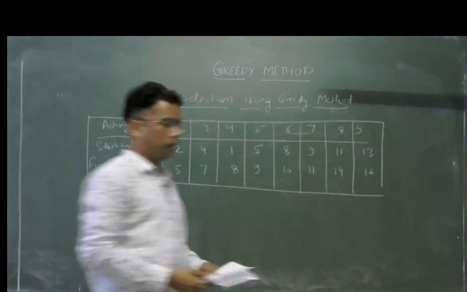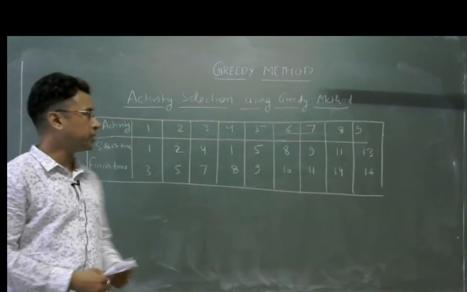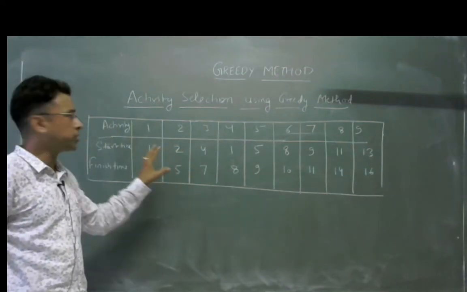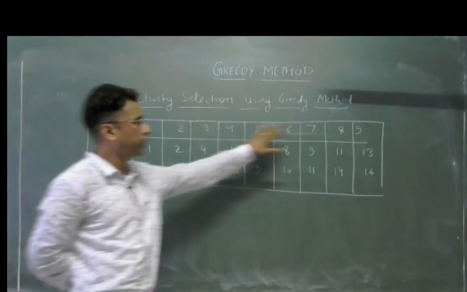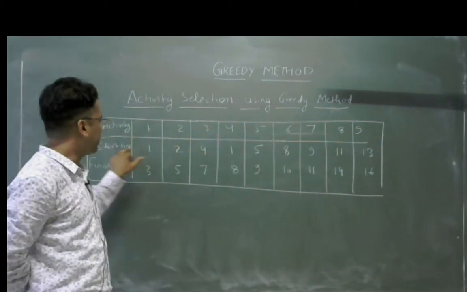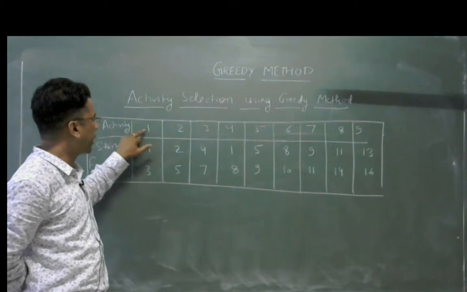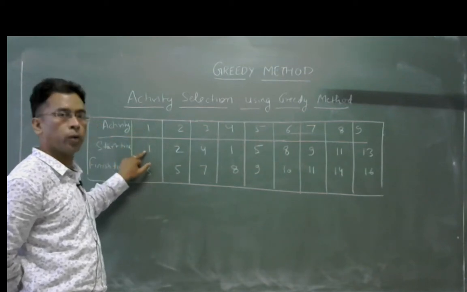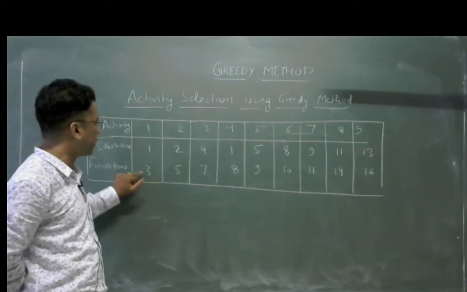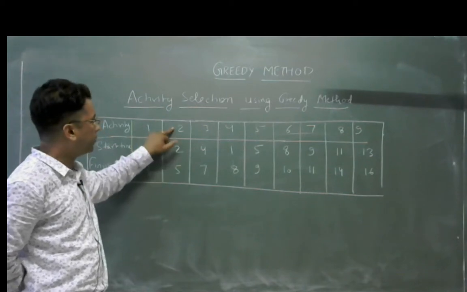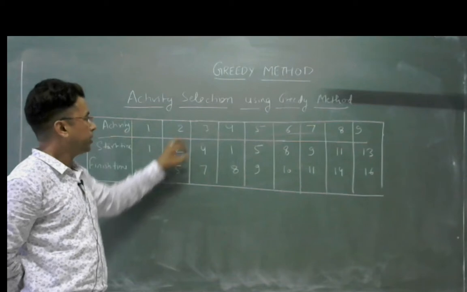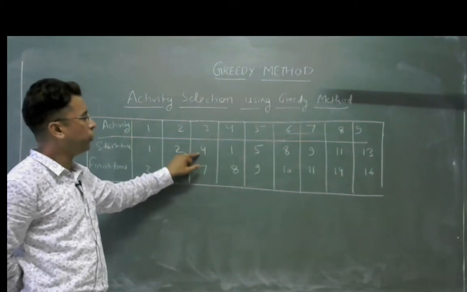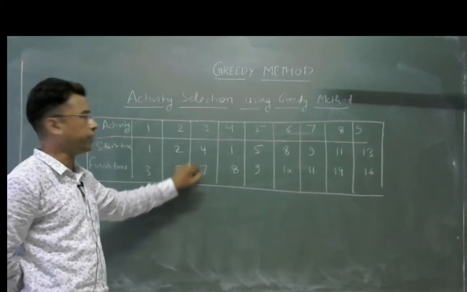Okay. So here is a chart. This chart shows that there are 9 activities: activity 1, 2, 3, up to 9. Activity 1's start time is 1, and its finish time is 3. Similarly, activity 2 starts at time 2 and ends at time 5. Activity 3 starts at time 4 and ends at time 7.